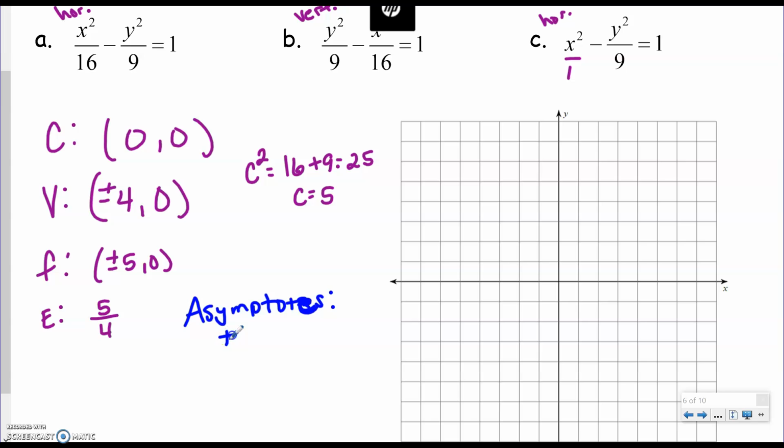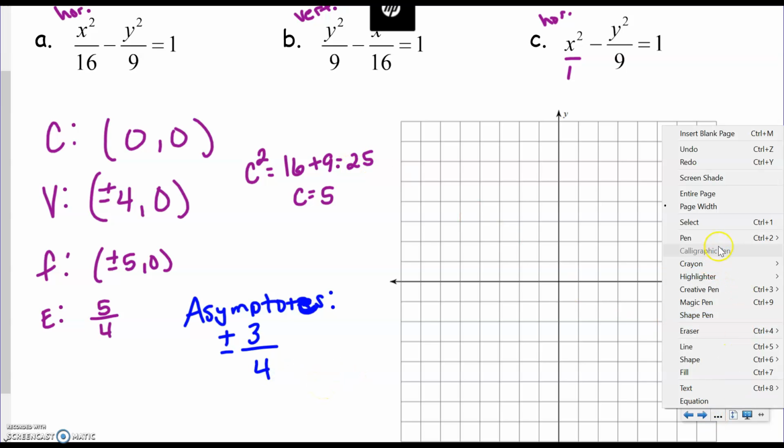And then for our asymptotes, I just like to list my slope because I'm actually going to use it to make a rectangle. What I'm going to do is find my y, because slope is rise over run, so y is over x is. Square root of 9 is 3. And then my x is going to go in the denominator. Square root of 16 is 4. So here's how I use that.